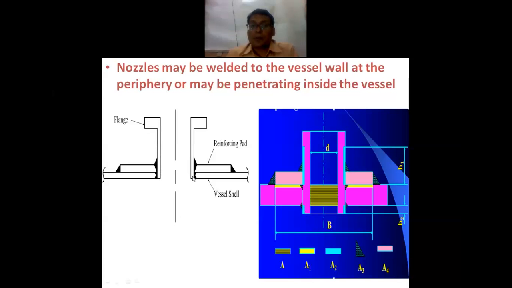This is to the periphery of the vessel. This is for the vessel shell. This is also the vessel shell. The nozzle has gone inside the vessel shell. This is only up to the vessel shell. This is inside the vessel shell. That is what? Penetrating inside the vessel.